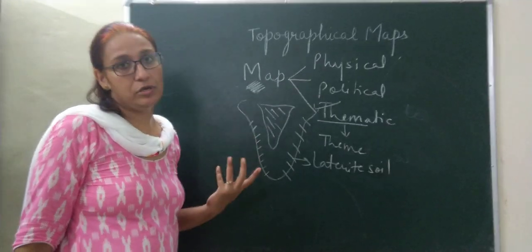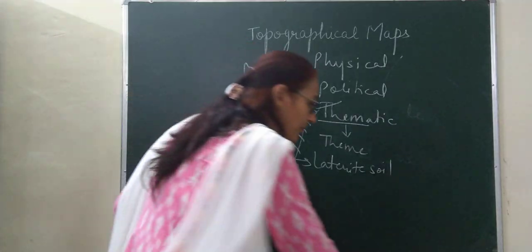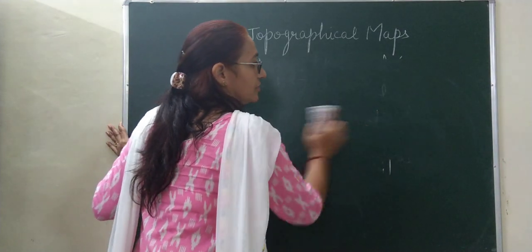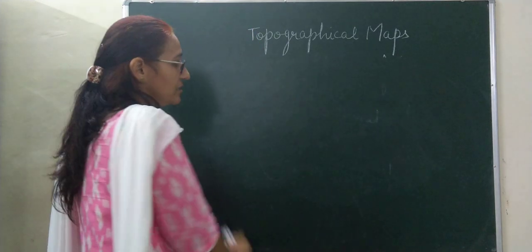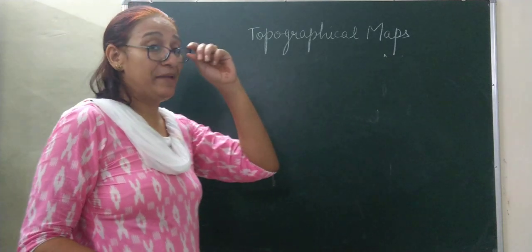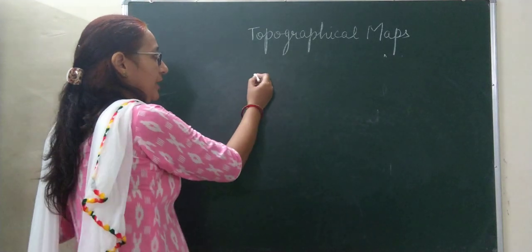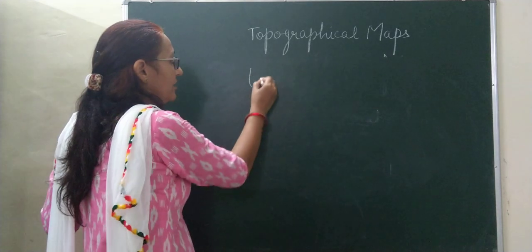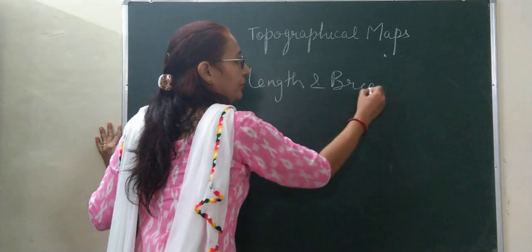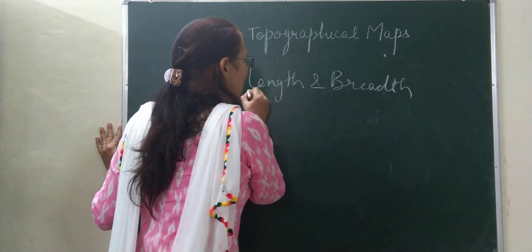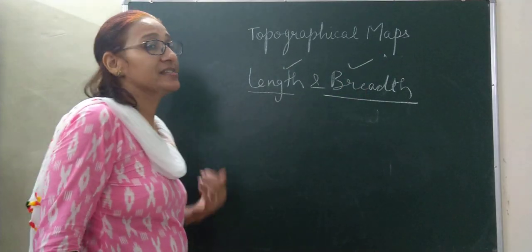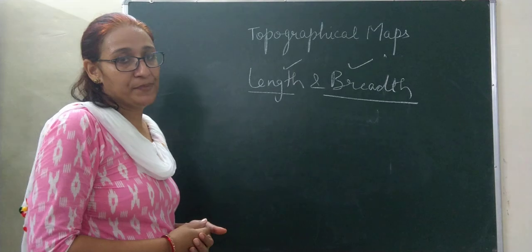So this is a recap of maps. A map means the representation of the Earth's surface on a flat surface. Maps are 2D maps. A map shows only 2-dimensional features, that is length and breadth. Map shows only these two features, length and breadth. So these maps are called 2D maps.